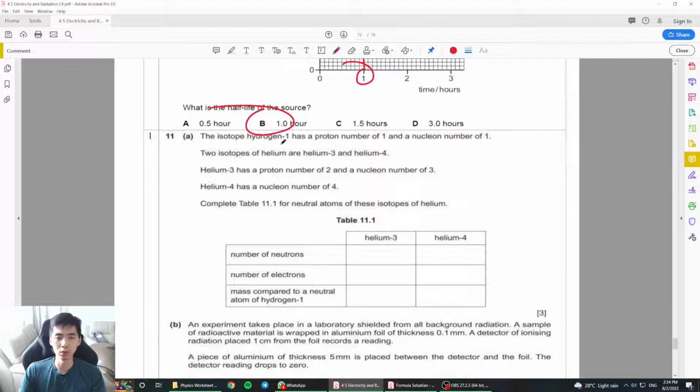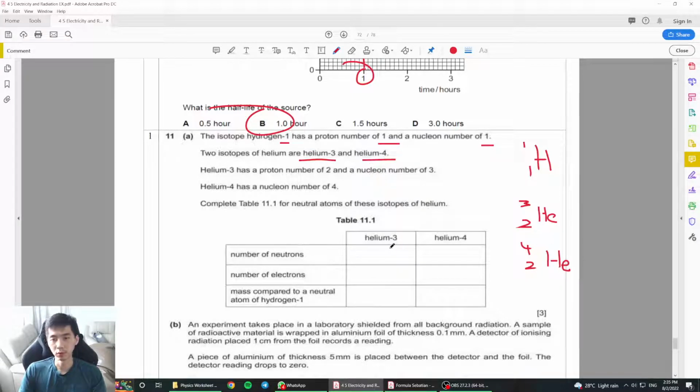The isotope hydrogen-1 has a proton number of 1 and a nucleon number of 1. So this hydrogen has 1 proton number and 1 nucleon number. So there's no neutrons. 2 isotopes of helium are helium-3 and helium-4. Helium-3 has a proton number of 2 and a nucleon number of 3. So there's 1 neutron here. Helium-4 has a nucleon number of 4, and obviously I will assume that the proton number is still 2.